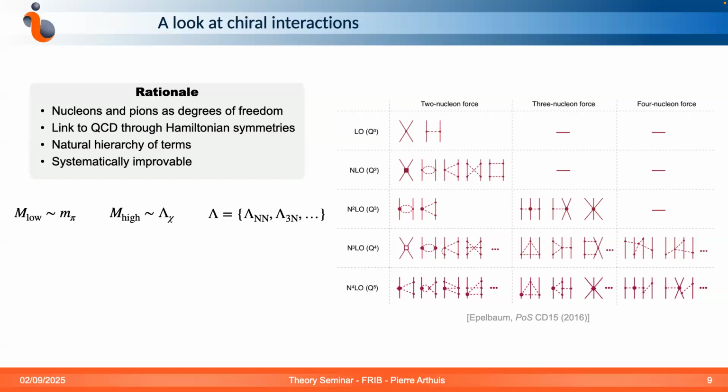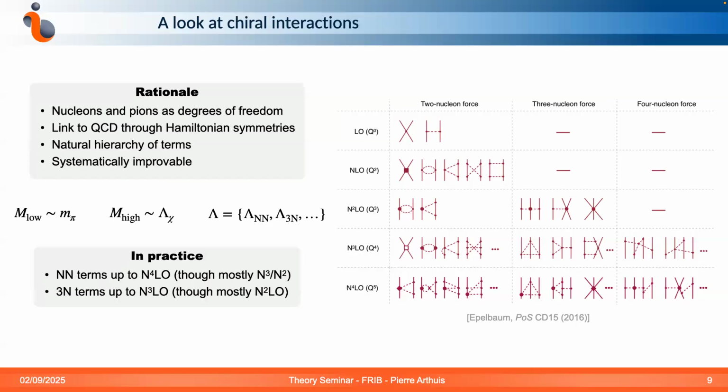So the higher you go in this expansion, the lower you go in this table, the more diagrams you incorporate, the closer you are to the true, in a sense, nuclear interaction, and so the lower the error you make in the description of your nuclear interaction. In practice now, the two-body terms, the nucleon terms, have been derived up to N4LO, though most interactions stop at N2 or N3LO.